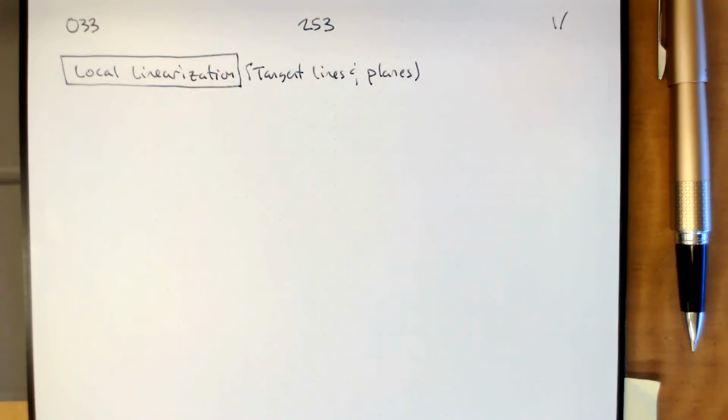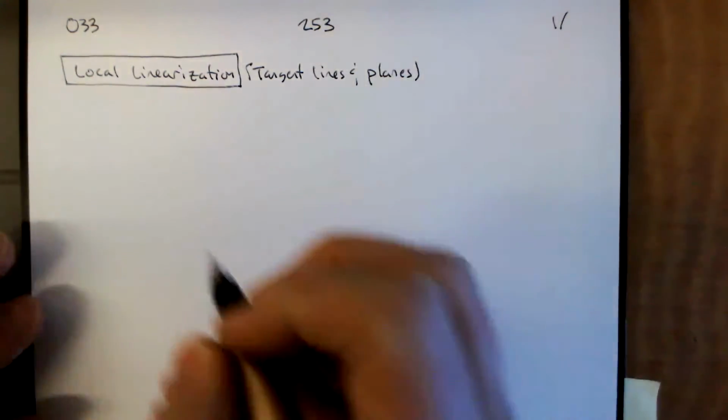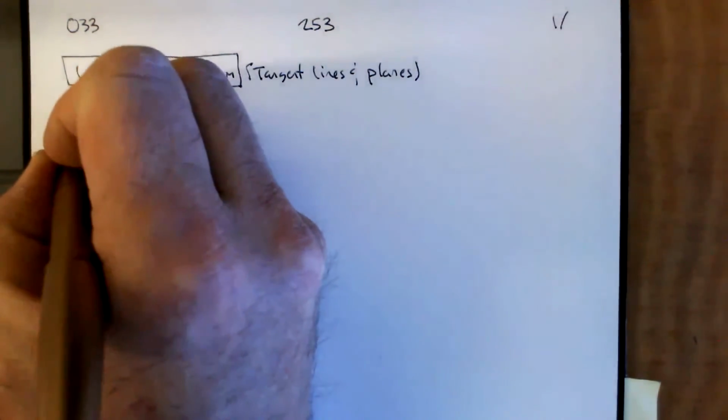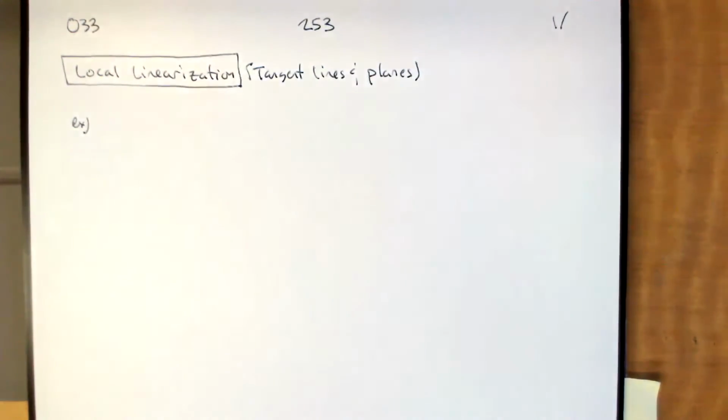Today we're going to be talking about local linearization, which is tangent lines and tangent planes. The tangent line or the tangent plane is going to be the best linear approximation to a function near a point. It's tangent to a function near a point, because tangent lines are going to be different at different points on a curve, or tangent planes are going to be different at different points on a surface. So let's start off with an old problem and upgrade it to a new problem.